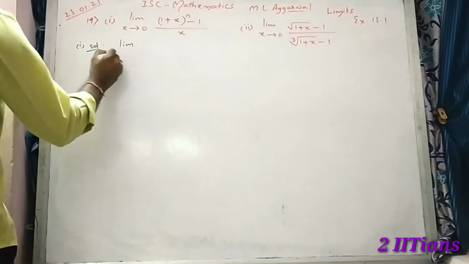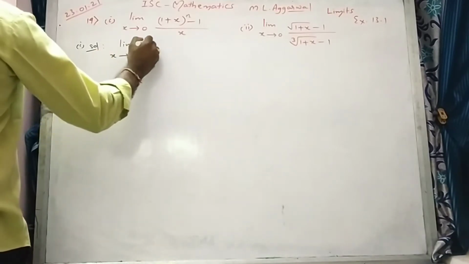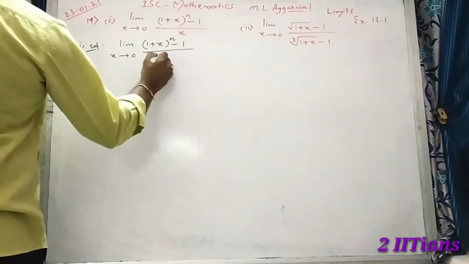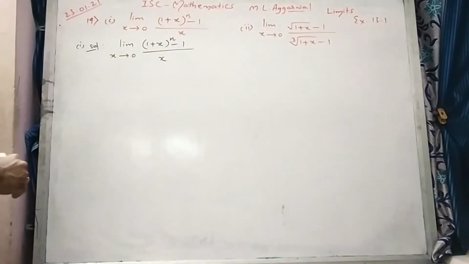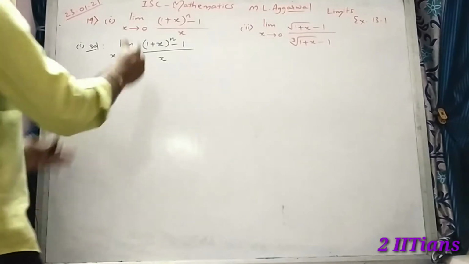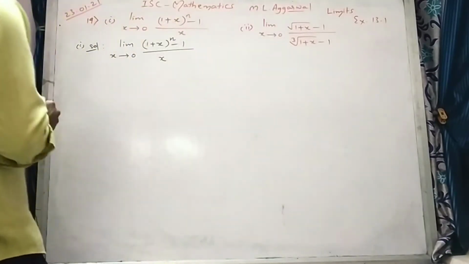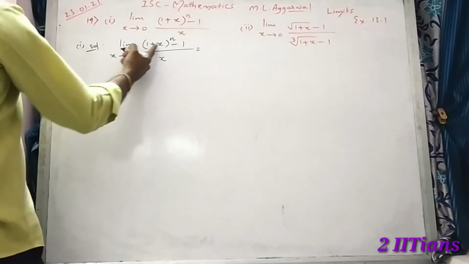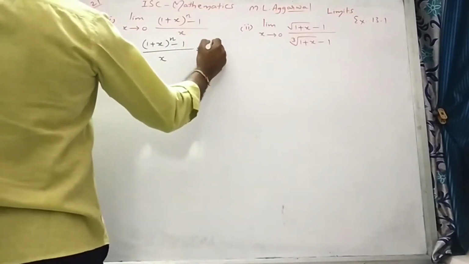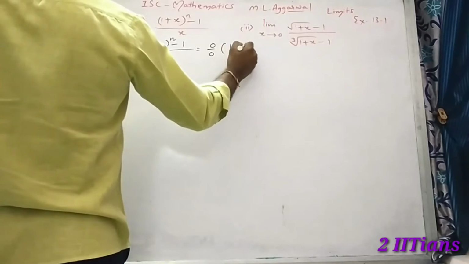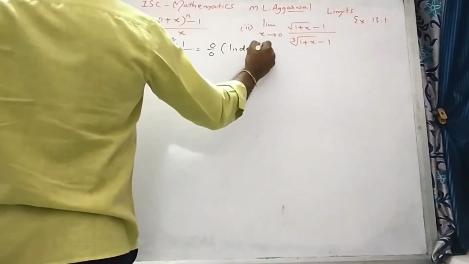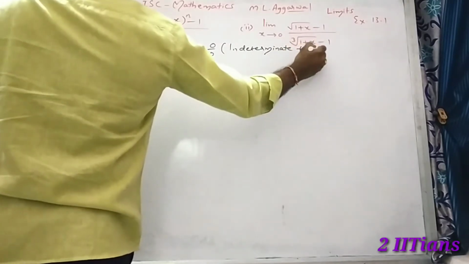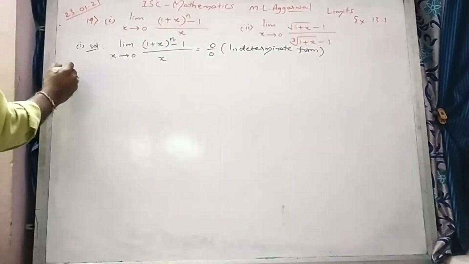Limit x is tending to 0, (1 plus x) whole power n minus 1 upon x. After proving this we can use it in the second problem, right? So listen carefully. By the way, if you put x value 0, what will you get? 0 by 0, indeterminate form. Then I am going to take another way.